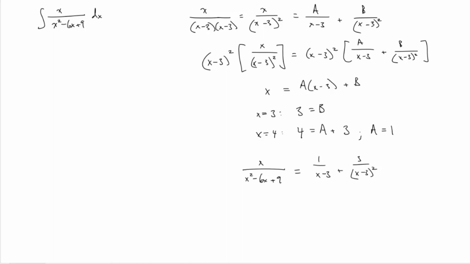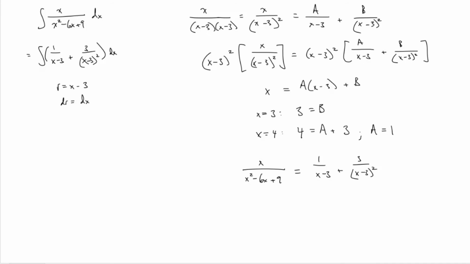What we've just determined is that x over x squared minus 6x plus 9 is equal to 1 over x minus 3 plus 3 over x minus 3 squared, and we can use that to do the integral that we started with. So take a few moments and see if you can integrate this expression here. So pause the video now. When you're ready to check your work, start it up again, and we'll make sure we got the same answer.